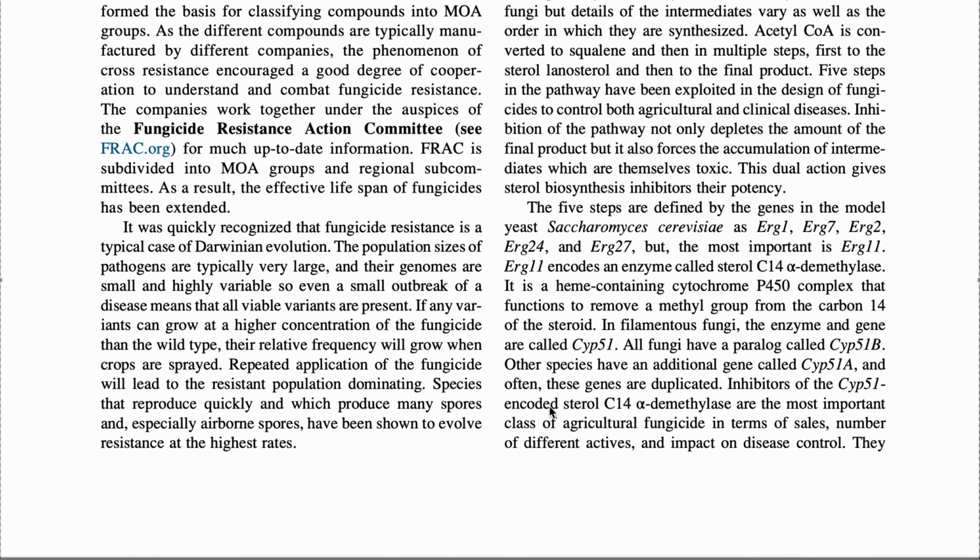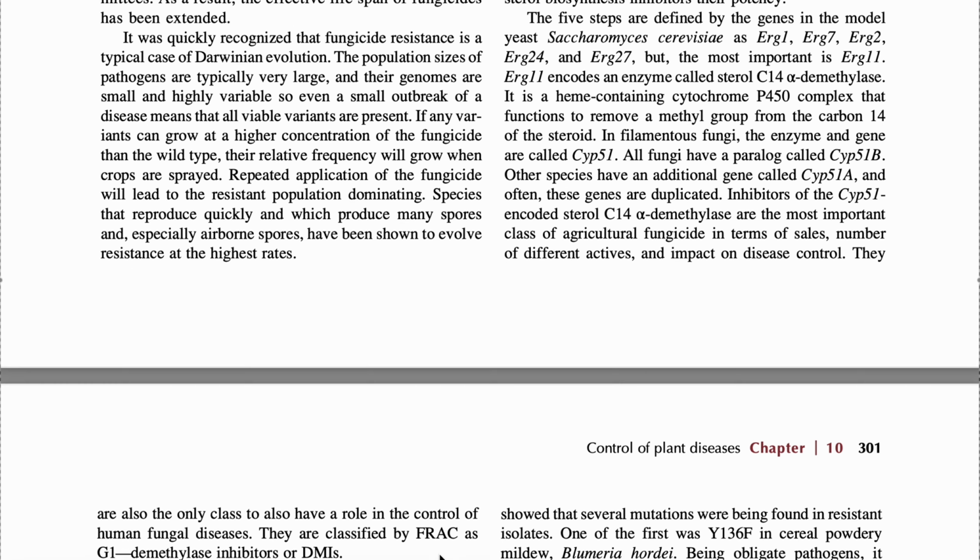Inhibitors of this enzyme, sterol demethylase, are the most important class of agricultural fungicide in terms of the number of derivatives, actives, and impact on disease control.